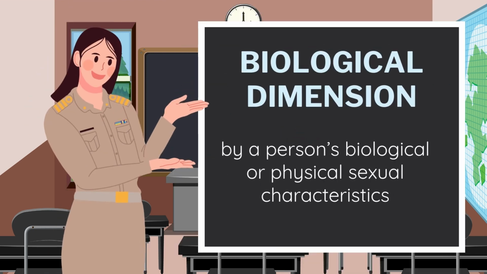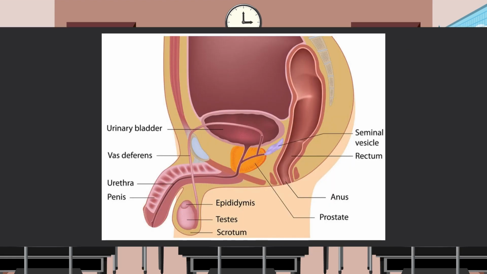So, biological dimension, this is a dimension described by a person's biological or physical sexual characteristics as controlled by the sex chromosomes and hormones produced by sexual glands. So, biologically, males and females are classified by identifying the reproductive parts present in their body. Now, let's go to the male reproductive system.